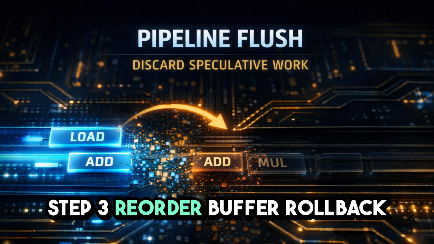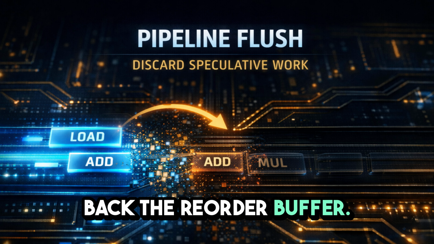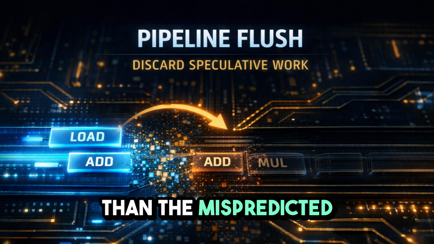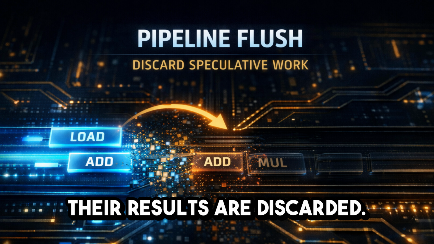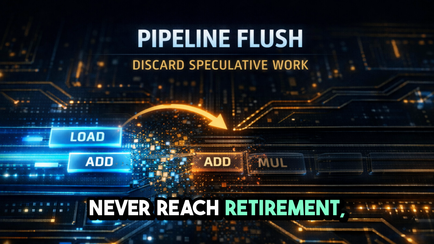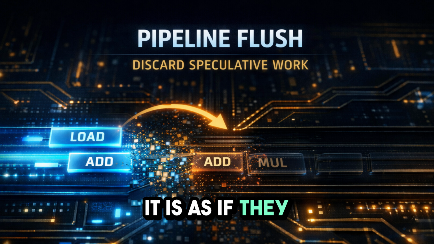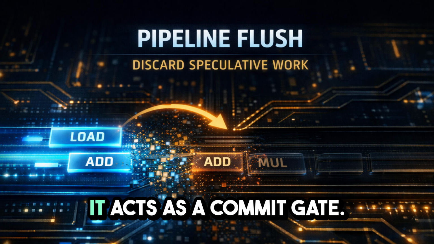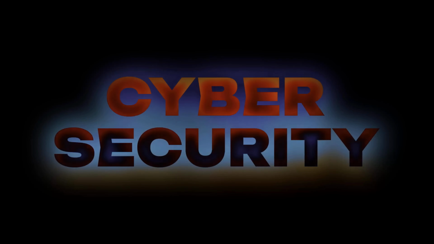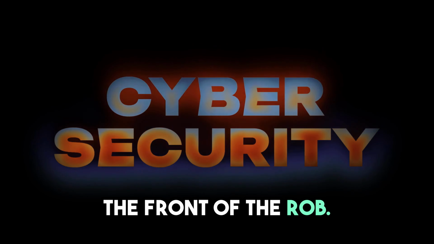Step 3, reorder buffer rollback. Next, the CPU rolls back the reorder buffer. All ROB entries younger than the mispredicted branch are invalidated. Their results are discarded because those instructions never reach retirement, their results never become architectural state. It is as if they never happened. This is why the reorder buffer is so important. It acts as a commit gate. Nothing becomes permanent until it reaches the front of the ROB.